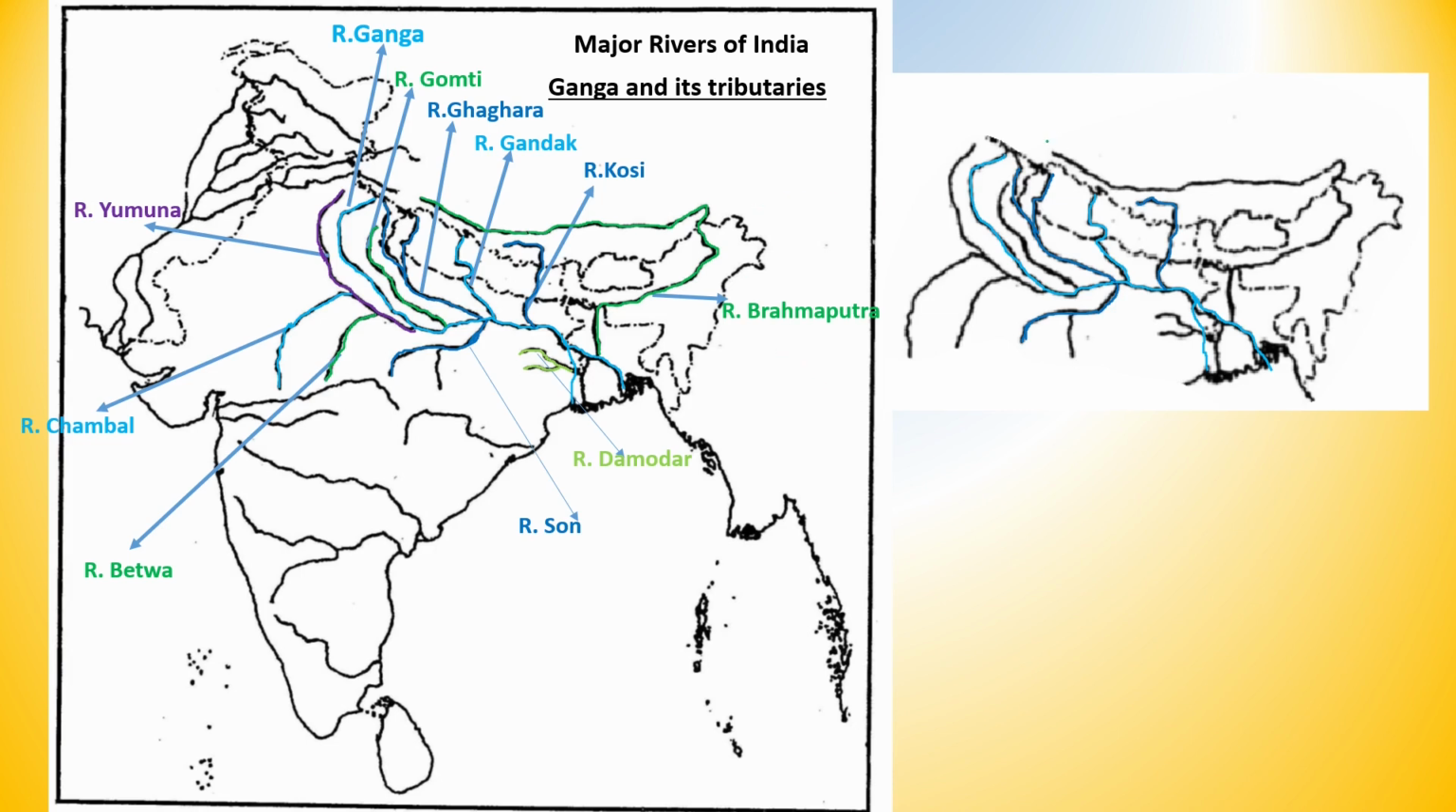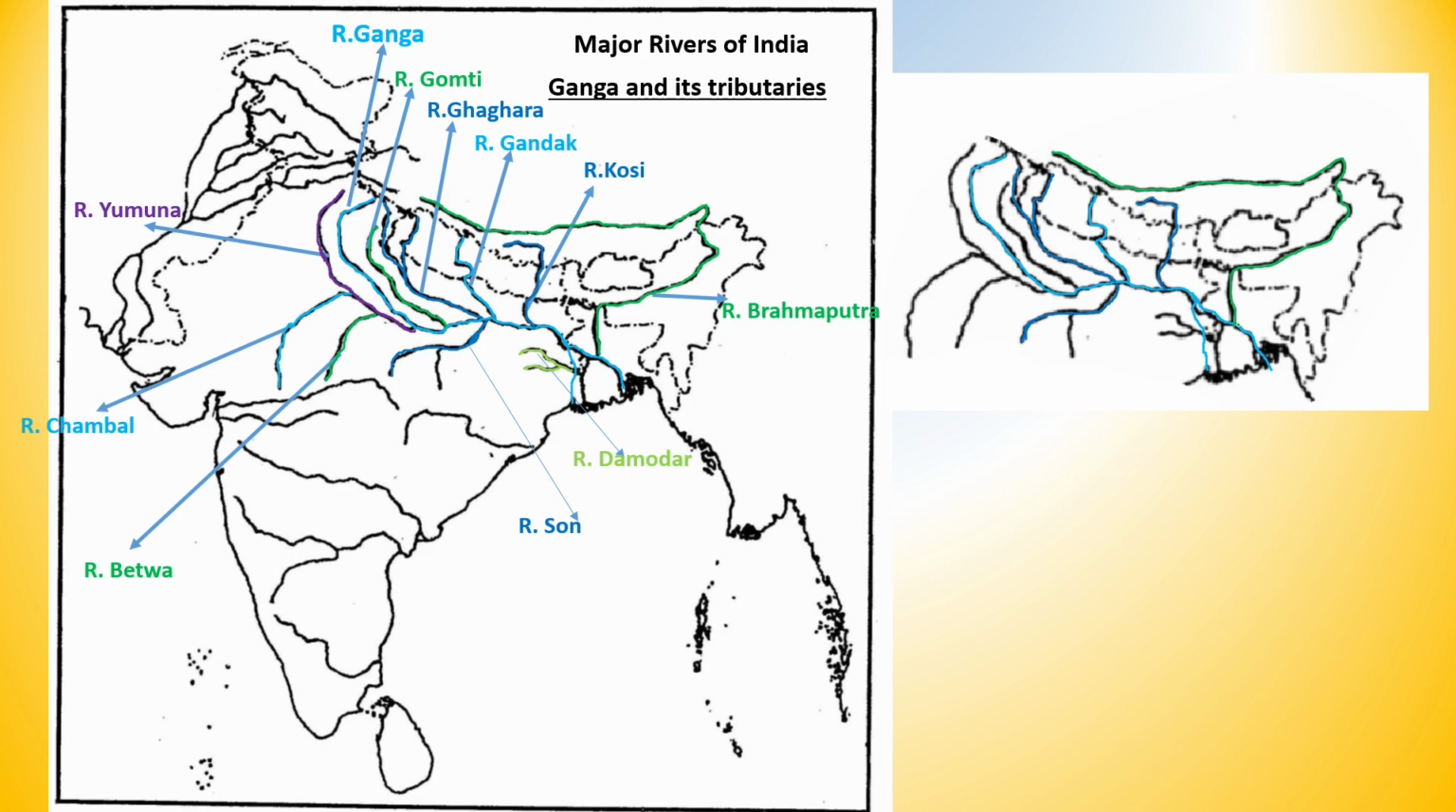Brahmaputra. Brahmaputra is starting in Tibet, flowing eastwards, entering into India through Arunachal Pradesh and Assam, and then entering into Bangladesh and joining with the distributary of Ganga, that is Padma.